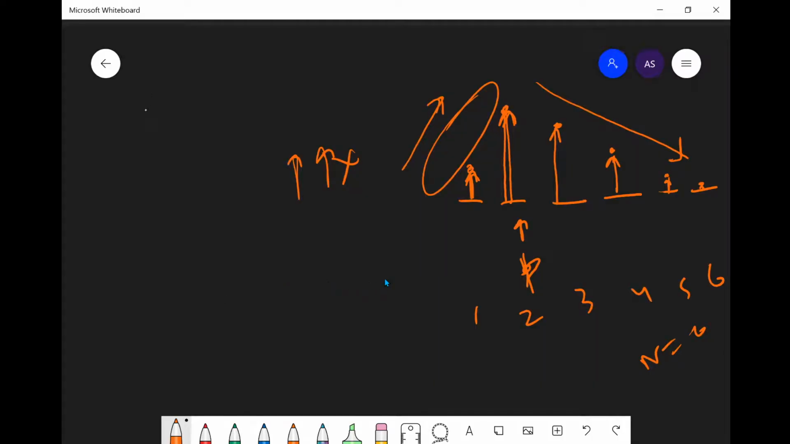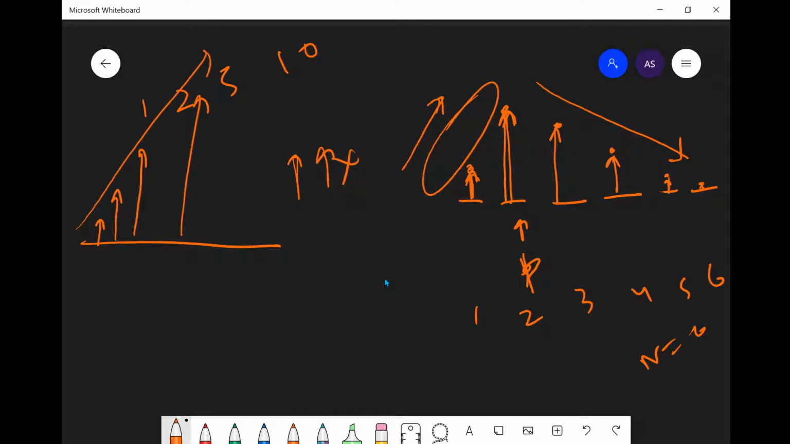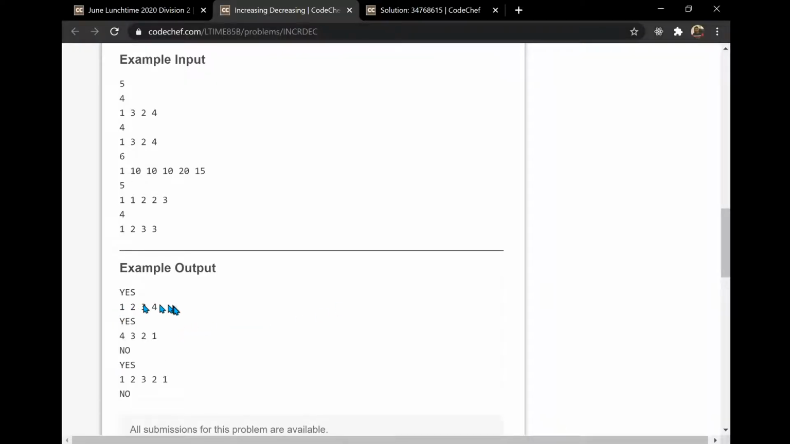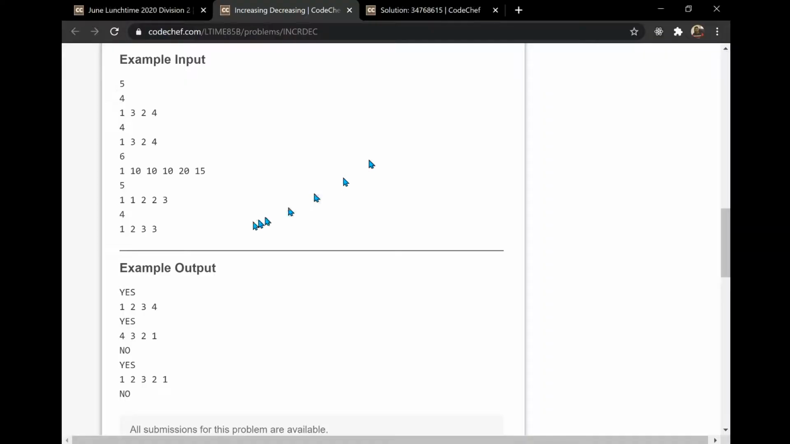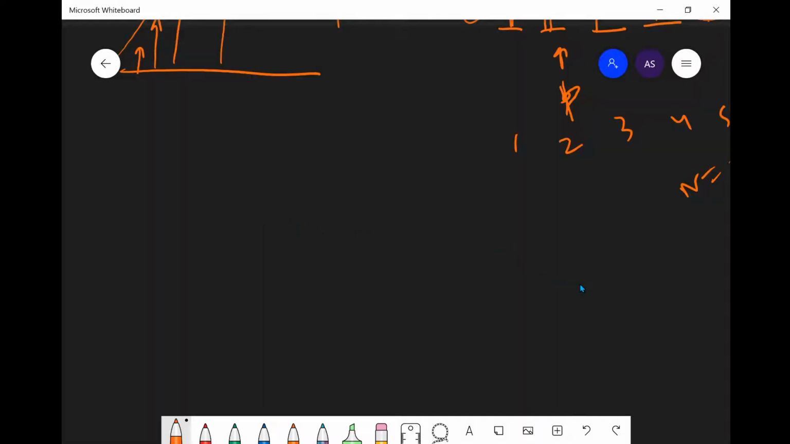Let's suppose there are no duplicates, like 1 2 5 10. In the height representation, 1 is here, 2 is here, 5 is something here, and 10 is something here. So this is strictly increasing always. For elements which do not have any repetition, we can just directly print them, as they would always be strictly increasing. For those which are strictly increasing, we are clear that we can directly print them. For those which have repetition, we have to come up with some conditions.